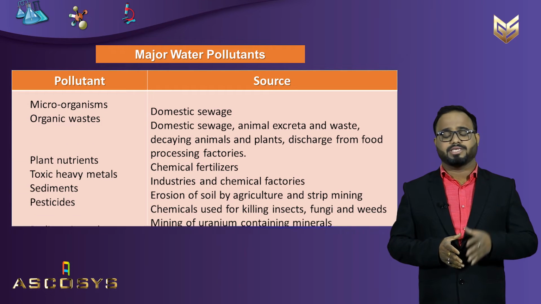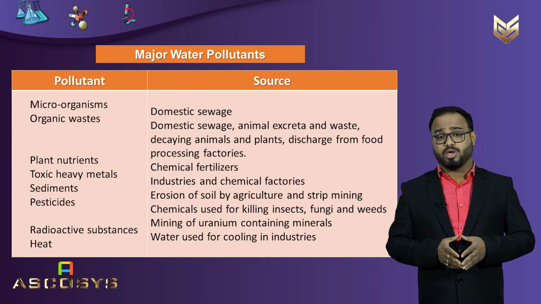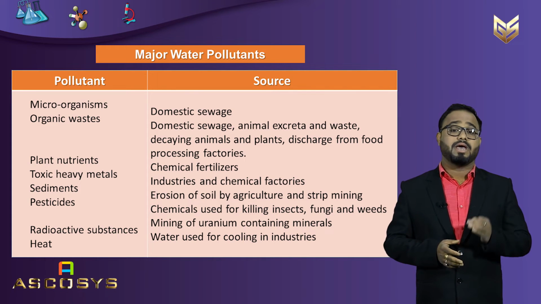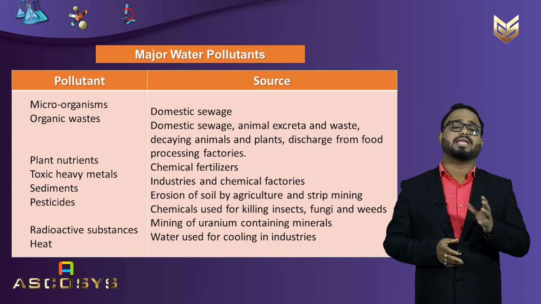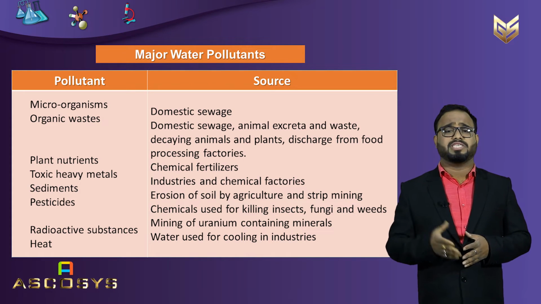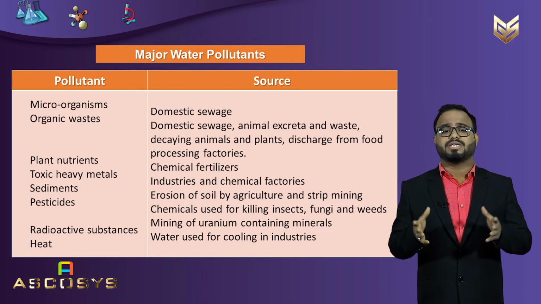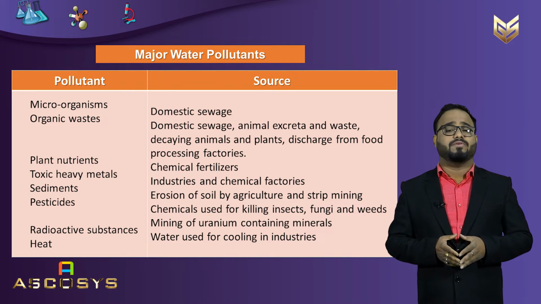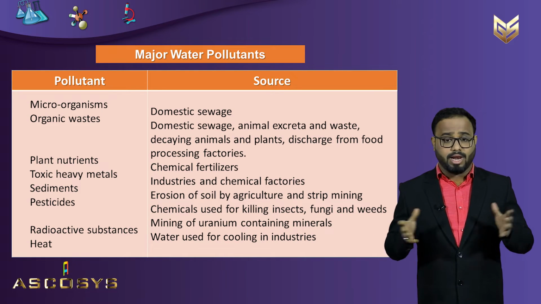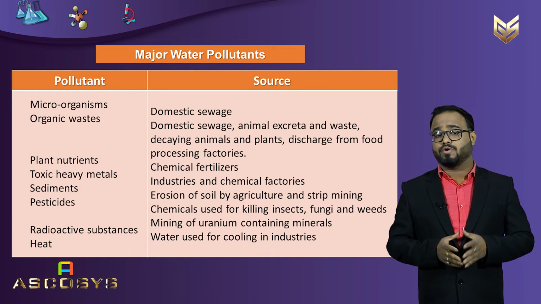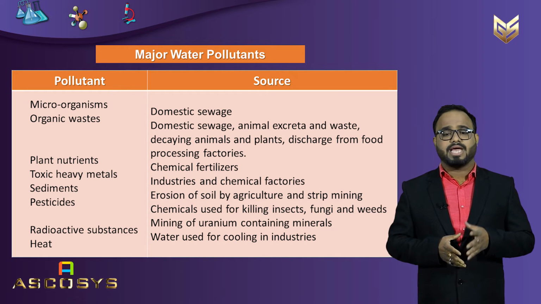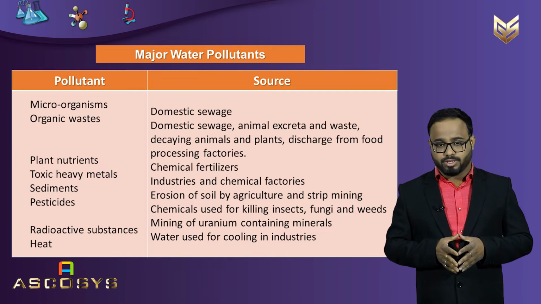Major water pollutants you can see: microorganisms, organic wastes, plant nutrients, toxic heavy metals, sediments, pesticides, radioactive substances and heat. Their sources: domestic sewage, animal excreta, waste and decaying elements, chemical fertilizers, industries and chemical pollutants, erosion of soil, chemicals used for killing insects, mining of uranium containing minerals, and water used in cooling industries.